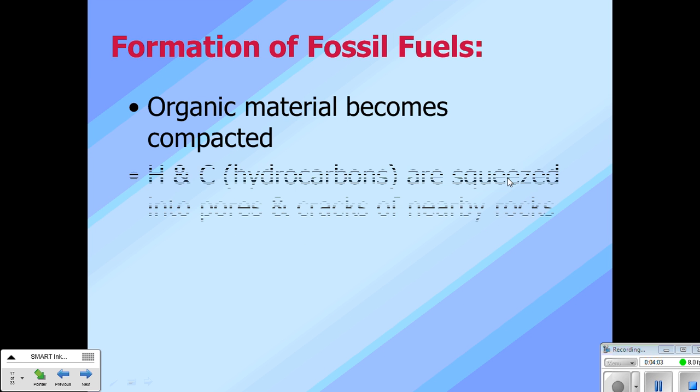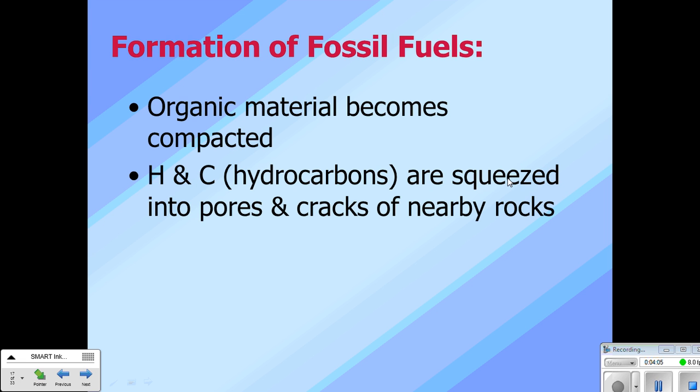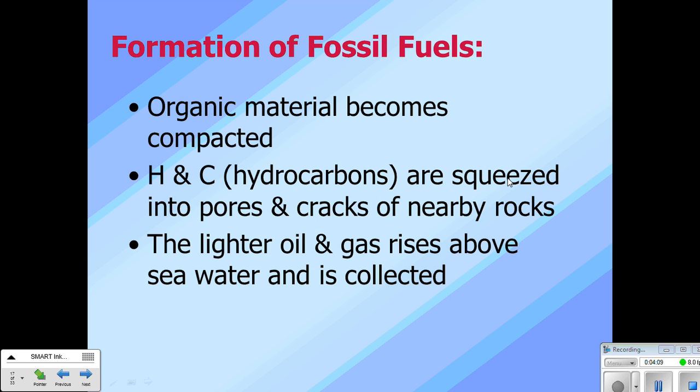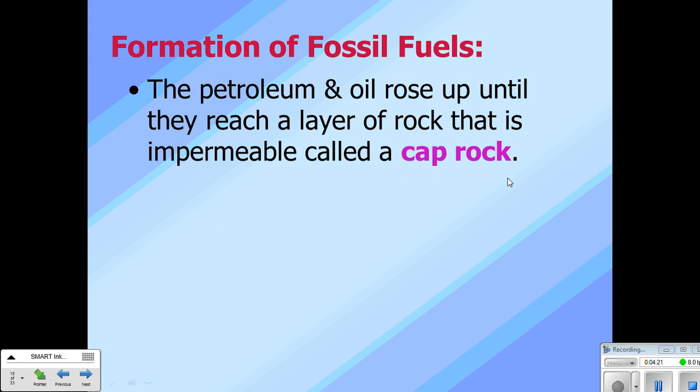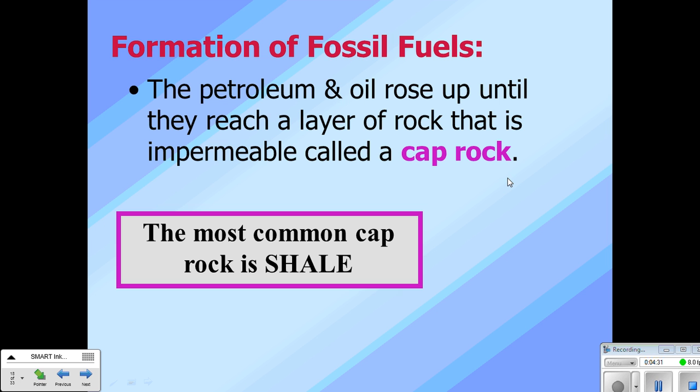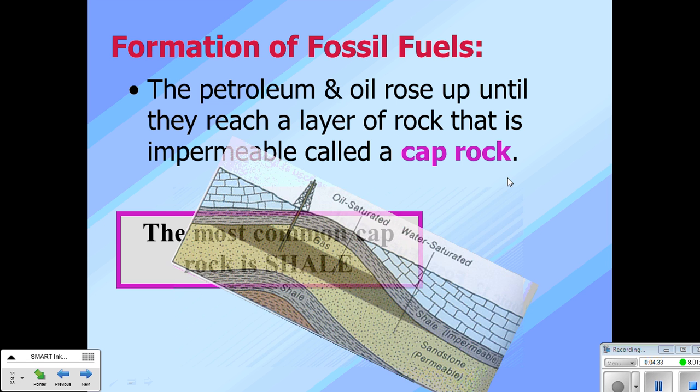Organic material becomes compacted. Hydrogen and carbon, called hydrocarbons, are squeezed into pores and cracks of nearby rocks. The lighter oil and gas rises above the seawater and is collected. Why haven't the oil and gases escaped from rocks before it had time to form? The petroleum and oil rose up until they reach a layer of rock that is impermeable, called a cap rock. The most common cap rock is shale.